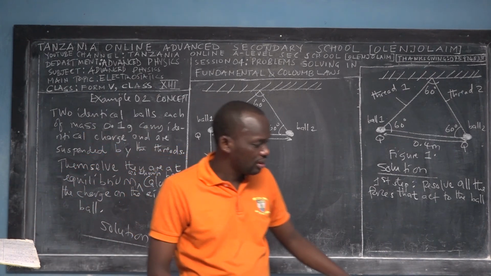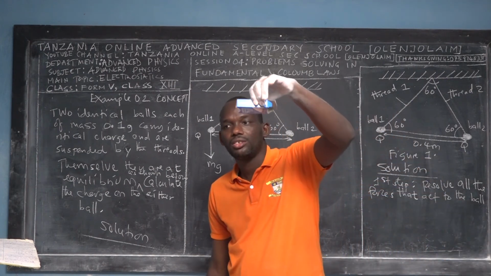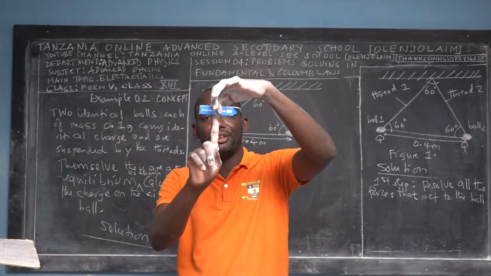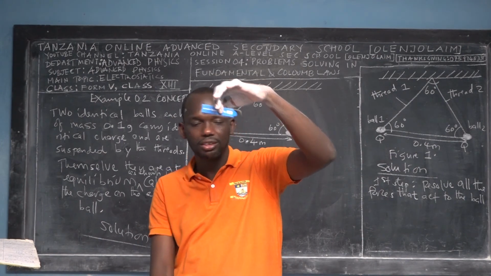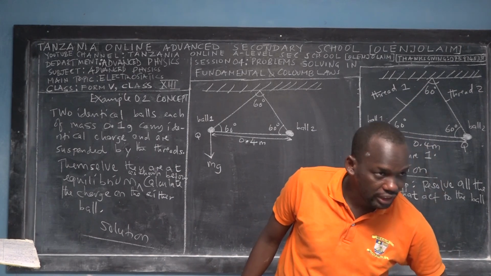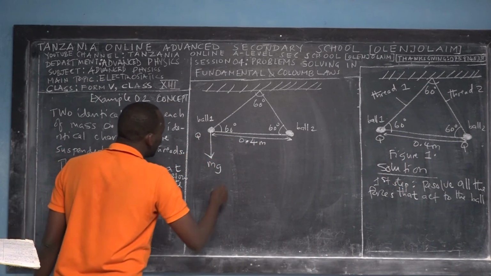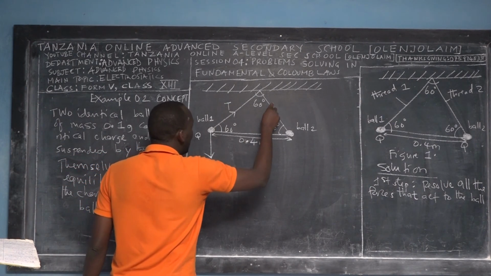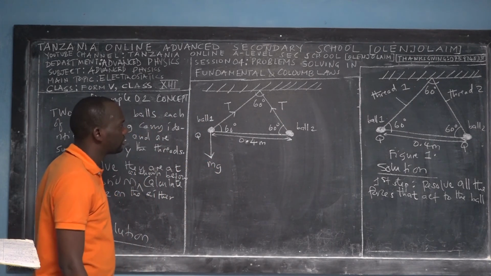What does it mean? For instance, suppose that this is the charge, so this is ball 2. There is a weight acting perpendicularly downward through the center of gravity. That's what we call mg. But again, here we have something called the tension of the string, and also here we have the tension of the thread.